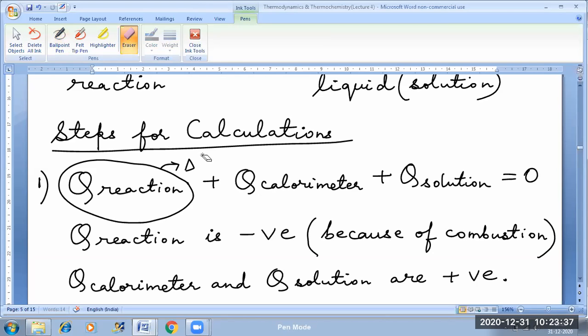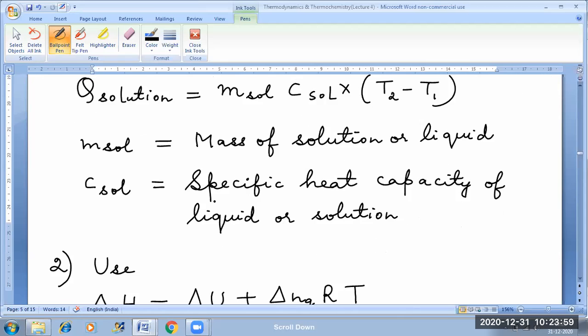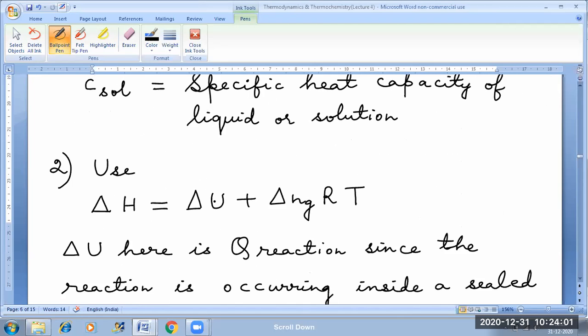So in a bomb calorimeter, we can measure delta U. We cannot measure delta H. Why? Because the volume is constant, and if volume is constant, Q is same as delta U because work done is zero. So I'm measuring delta U here. So Q reaction here is delta U.